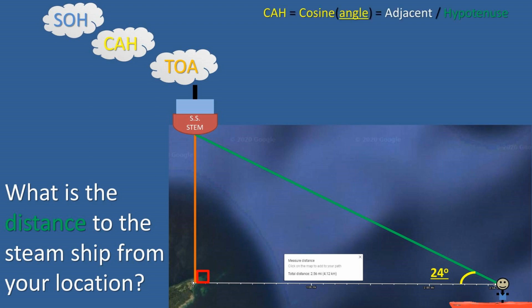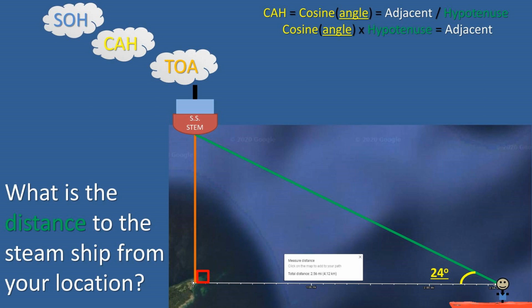Because we are given the side length adjacent, which is the distance to Blake Point, and we're trying to solve for the distance to the steamboat, which is the hypotenuse of the triangle, we can use the portion of SOH CAH TOA which is CAH, shorthand for the trigonometric function cosine of the angle is equal to the side length adjacent to that angle divided by the hypotenuse or longest side of the triangle. The formula states that for a given angle, the ratio of the side length adjacent to the hypotenuse will always be the same for a right triangle.